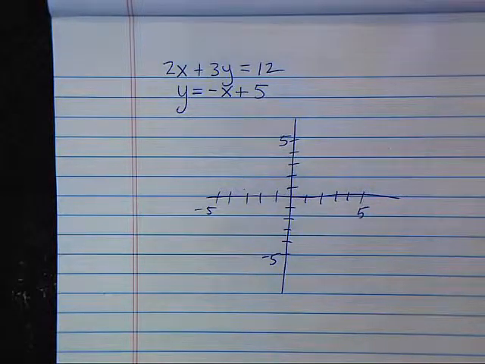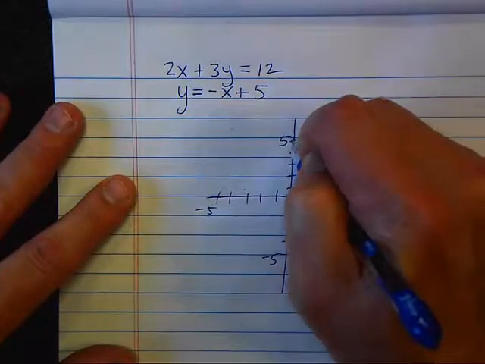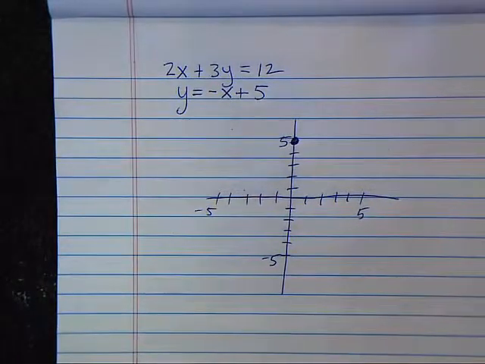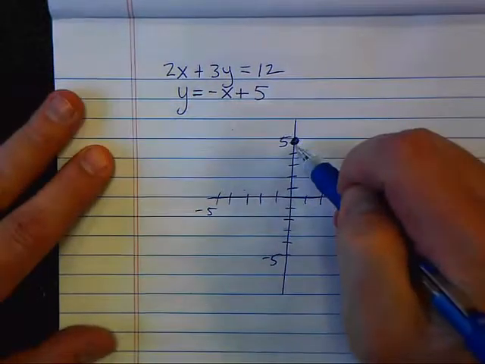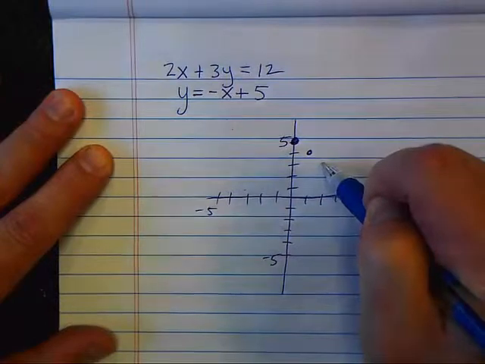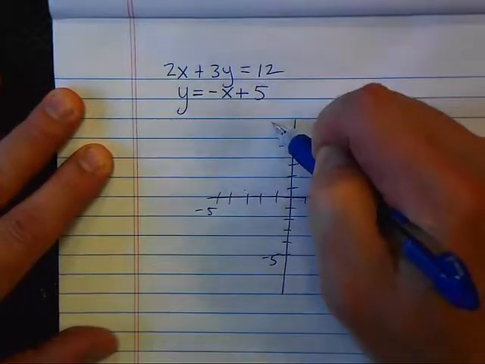All right, so y equals negative x plus 5. Let's do that one first. I think that one's easier. How would you graph y equals negative x plus 5? Start at your intercept. Your intercept is 0, 5. And then your slope tells you to go down 1 over 1. So I go down 1 over 1, down 1 over 1, and I connect my dots.